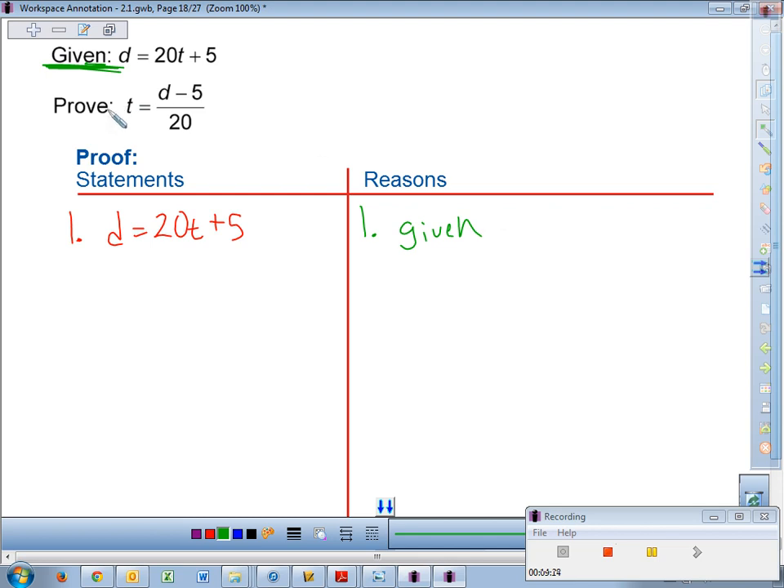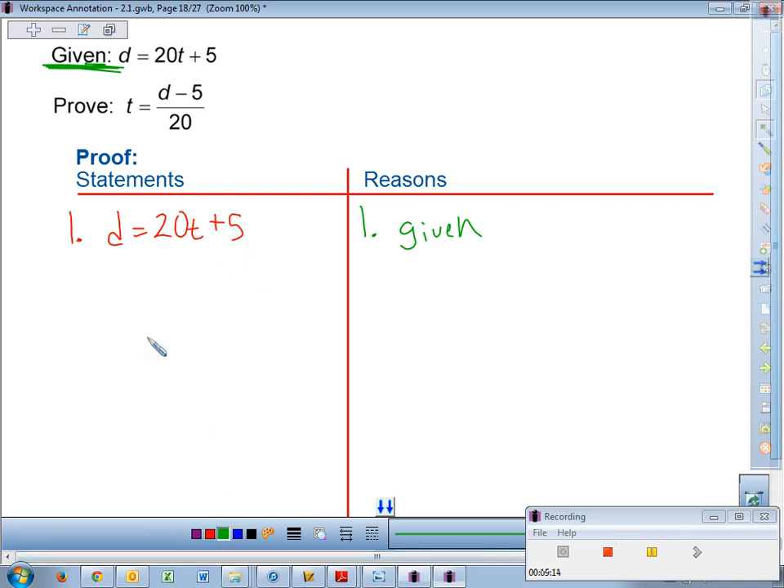The next thing you do is look at what you want to prove. They want us to prove this. Would you kind of be of the believing that they want us to get t all by itself on one side of the equal sign? So let's do that. They're asking us to solve for t. We're just using algebra. Could you tell me what's the first step you would do to get t all by itself? What would we do to get t all by itself first? Subtract 5 from both sides, right?